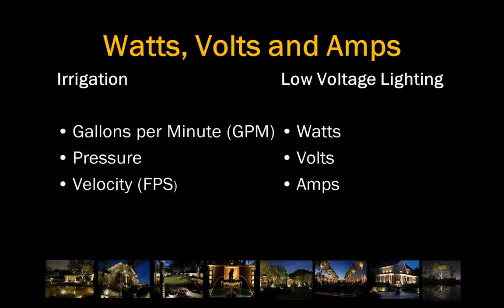And then the amps is nothing more than the resistance on the wire or the velocity of the electricity as it runs through the pipe. So much like in irrigation, I can't exceed 5 feet per second on PVC pipe. The wire, different size wire, has amp load that you cannot exceed. If you exceed those amps, you tend to melt the wire.